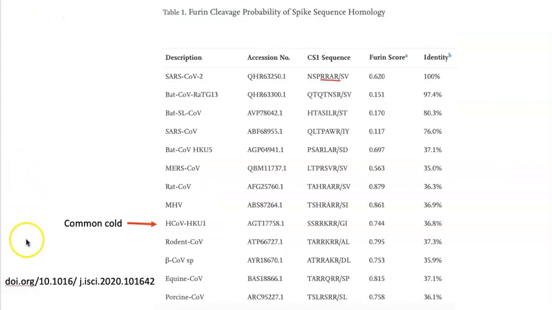So this table, taken from this publication, is really important because it illustrates a couple important trends. This is Furin cleavage probability versus spike sequence homology. And so again, we've got the description, so the particular virus, and then the actual Furin cleavage site sequence. And these are amino acid sequences. And then the Furin score. If the score is above 0.5, then it's a strong Furin cleavage site. Identity is how close the virus is related in terms of its spike to SARS-CoV-2.